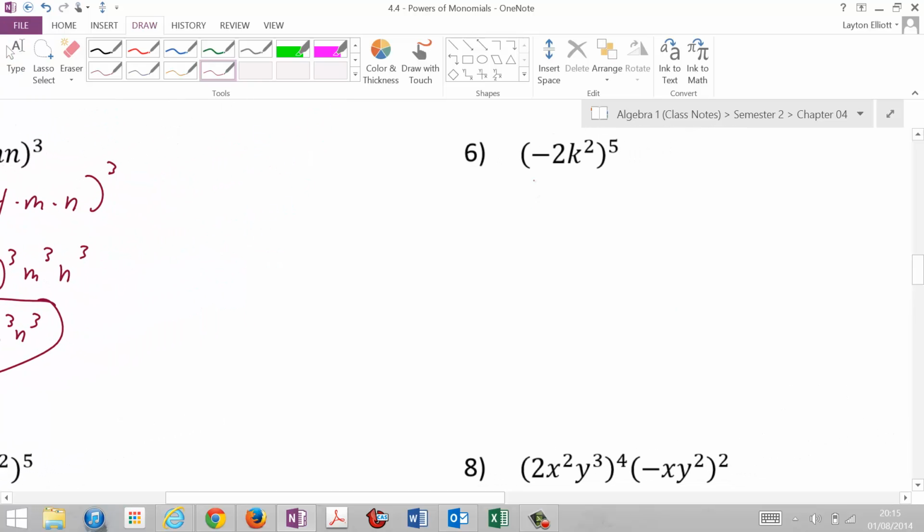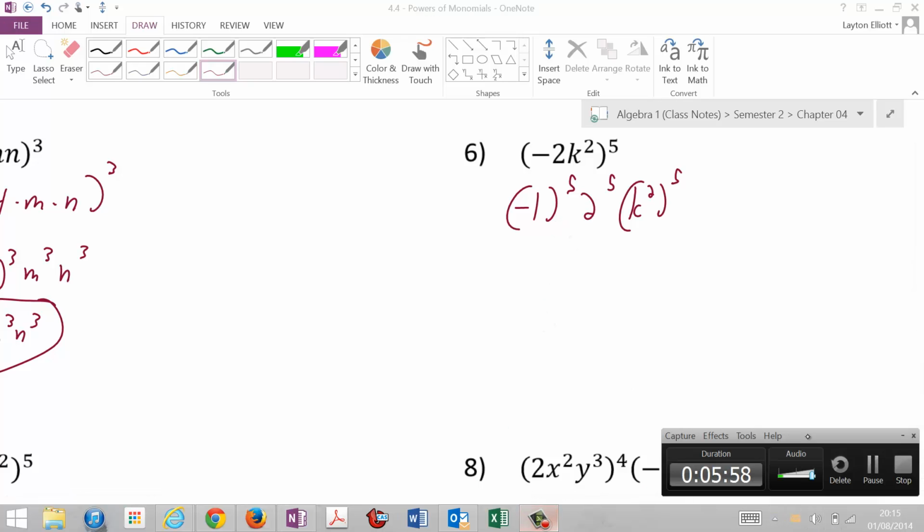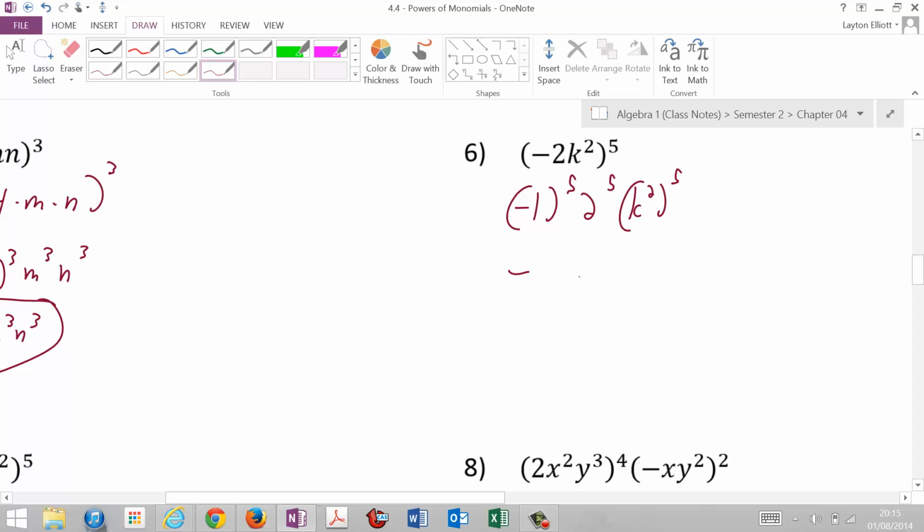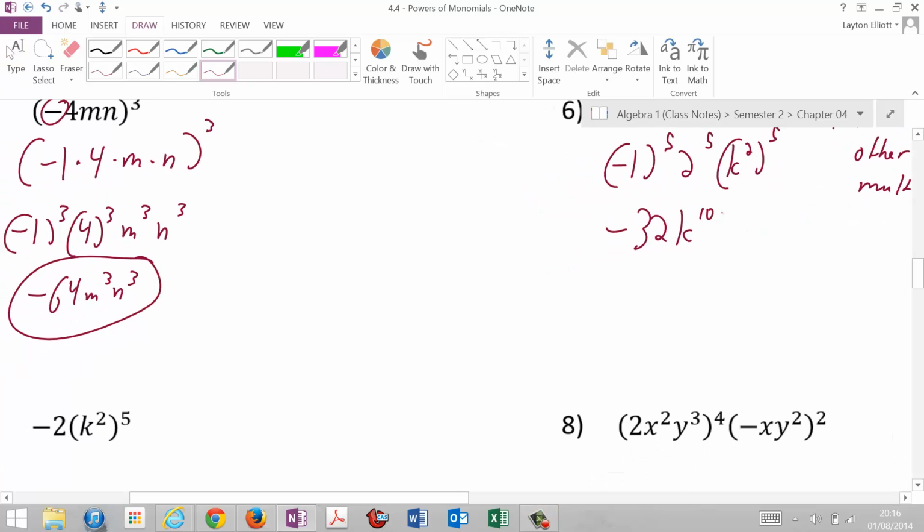For number 6, if I do it like that, I'm going to have negative 1 to the 5th, 2 to the 5th, and k squared to the 5th. And then simplifying that, we've got negative 2 to the 5th is 32, and k squared to the 5th. This is raising exponents to other exponents. I'm going to write that off to the side. When I raise exponents to other exponents, you multiply the exponents. So that's k to the 10th. Let's see where we are. And I'm going to circle that.